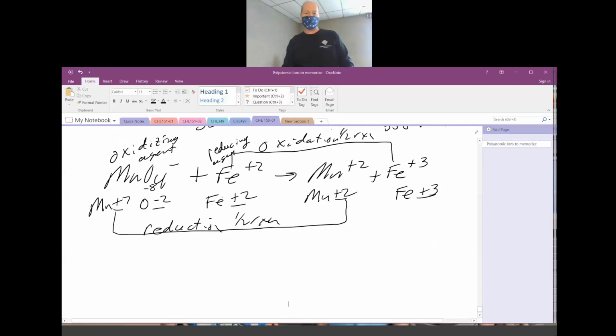So how many electrons were transferred? Here we had to gain 5 electrons per Mn. And here we had to lose 1 electron per Fe. All right, and so our 5 electrons gained have to equal the 5 electrons lost. The lowest common multiple between 1 and 5 is 5. So to balance the reaction, you would have to put a 5 here and a 5 here.